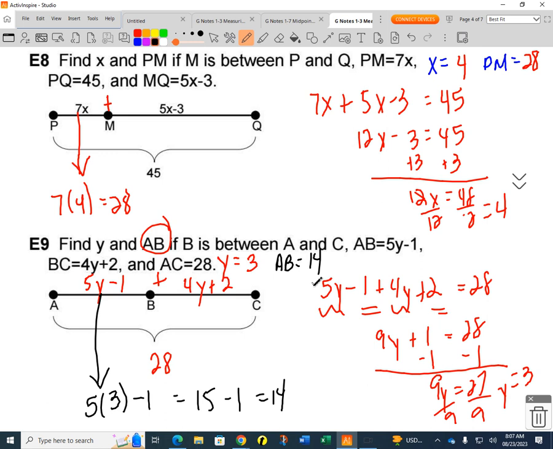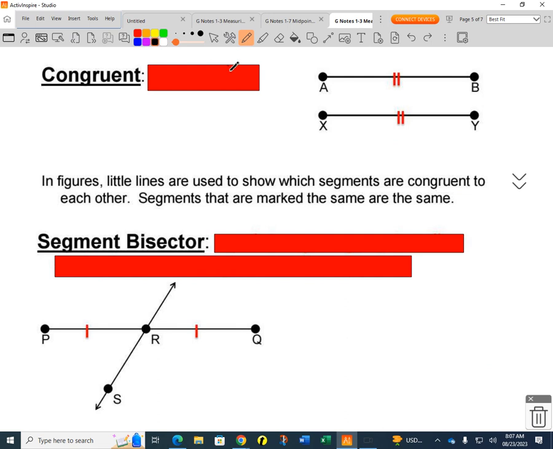Which means that BC is also 14. Yes, very good, that's exactly right, because BC would be the difference of the whole length minus AB. Or you can just do 3 times 4 plus 2. Exactly. 3 times 4 is 12 plus 2 also gives you 14. All right, congruent. I'm going to try to go faster because I'm way over my time.